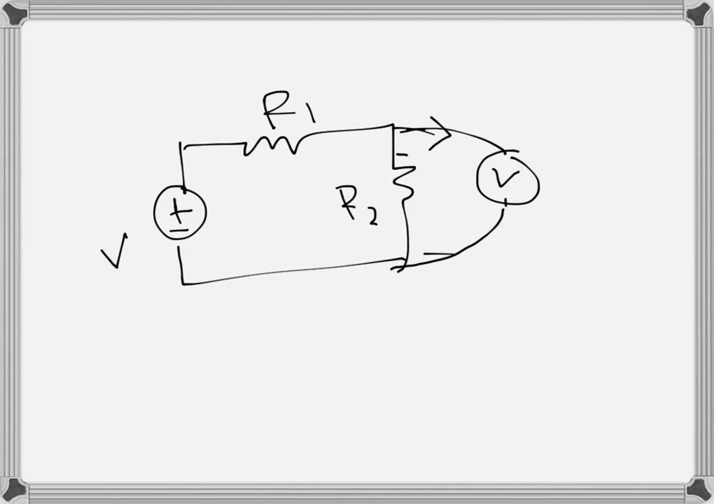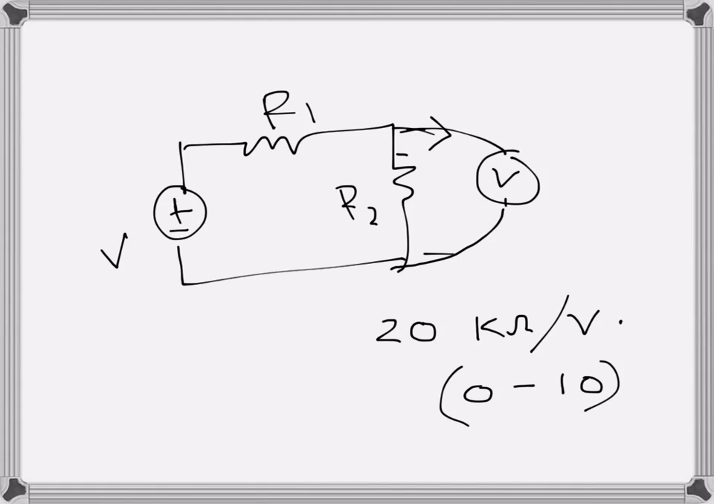So the sensitivity is often given something like this. Let's say this is 20 kilo ohms per volt. This is the sensitivity of a voltmeter. So what does it mean? It also comes with a range. So it can measure, let's say, from 0 to 10 volts. So 0 to 10 volts it can measure.